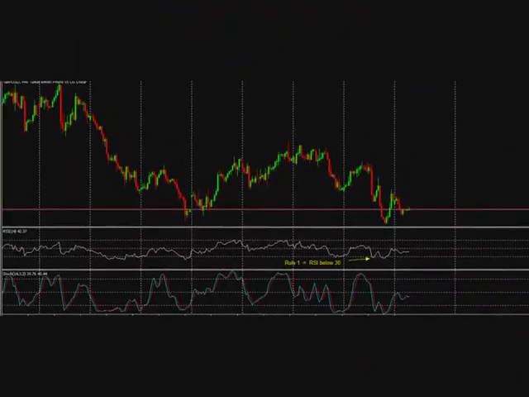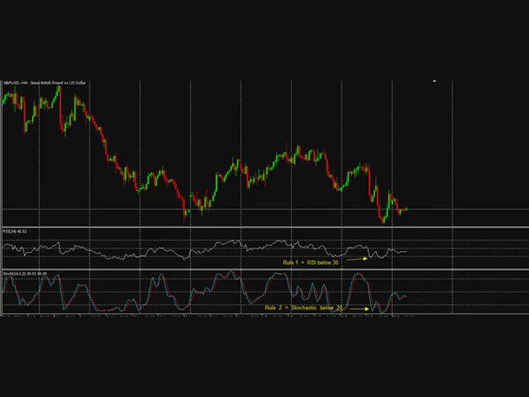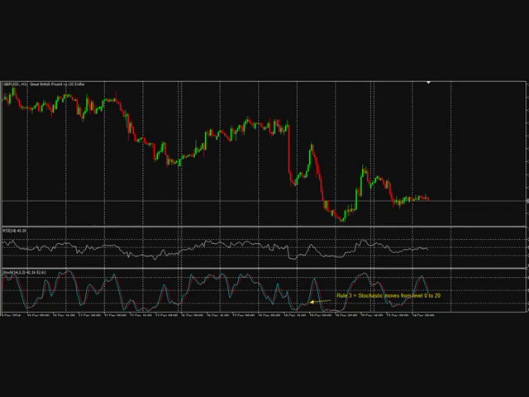We move over to the 4-hour time frame, and the first rule is we ensure that the RSI is below the 30 level. Rule number 2, we ensure that the stochastic oscillator is below the 20 level. Rule number 3, we move over to the H1 time frame and we wait for the stochastic oscillator to move from level 0 to level 20.